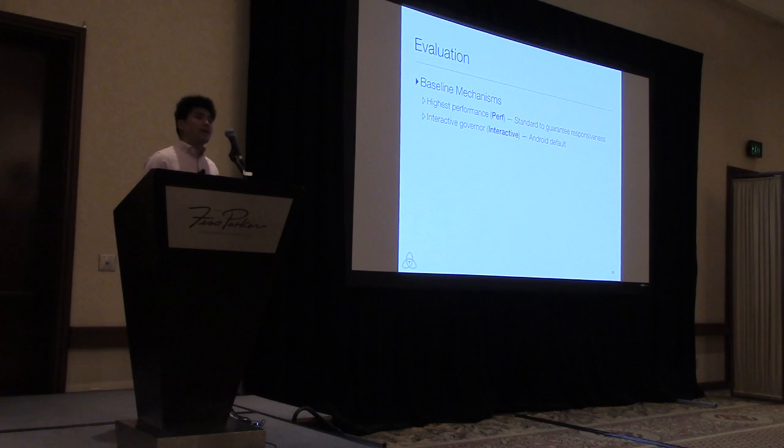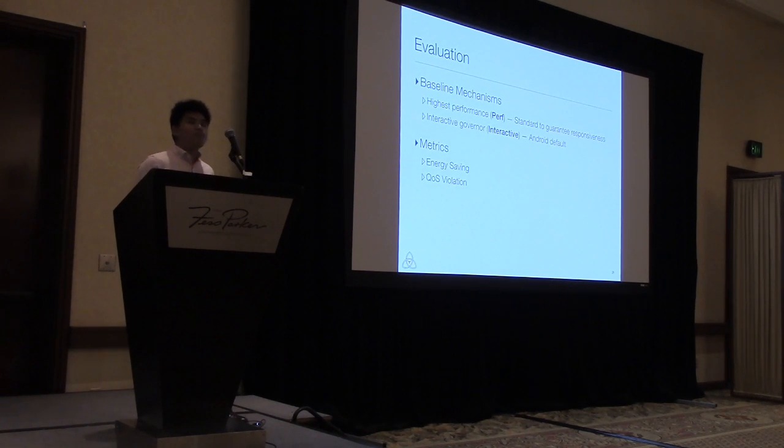So we compared GreenWeb against two baselines. The first baseline is perf. It's always running at the highest performance, and it's actually the standard policy to guarantee responsiveness in interactive applications. And the second baseline is interactive, which is the default CPU governor used by Android. So if you have an Android phone and if you don't make any change to it, that's the default setting.